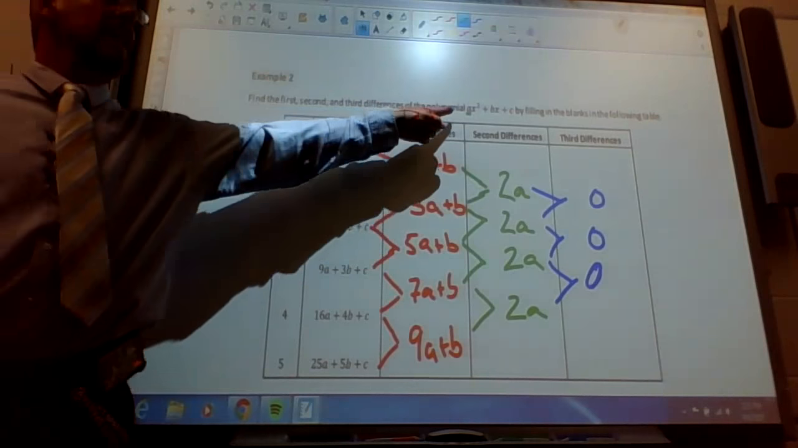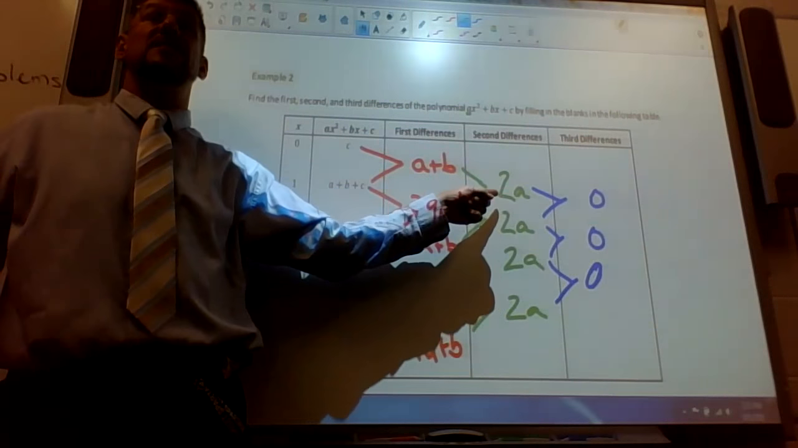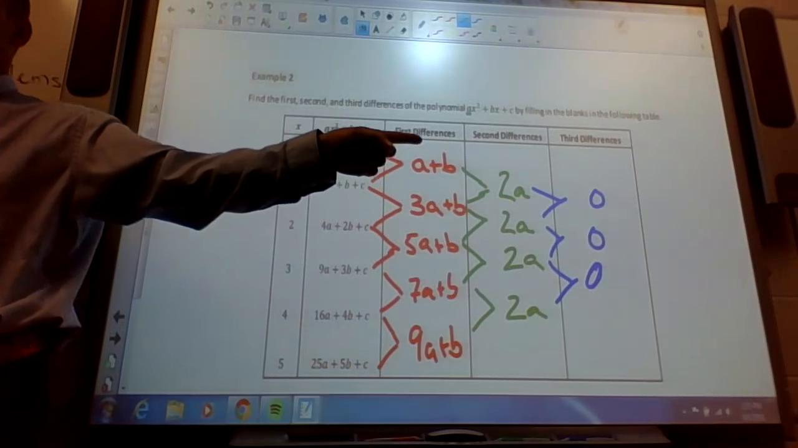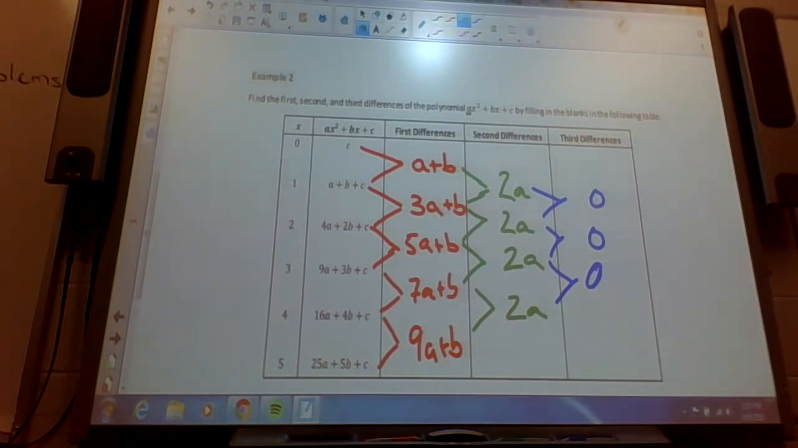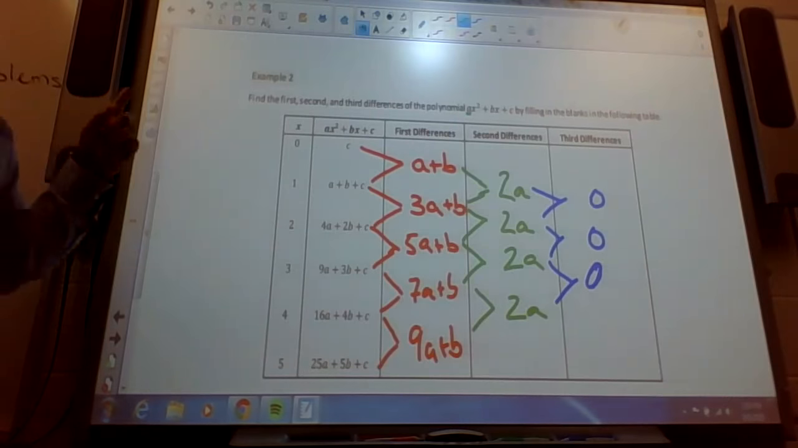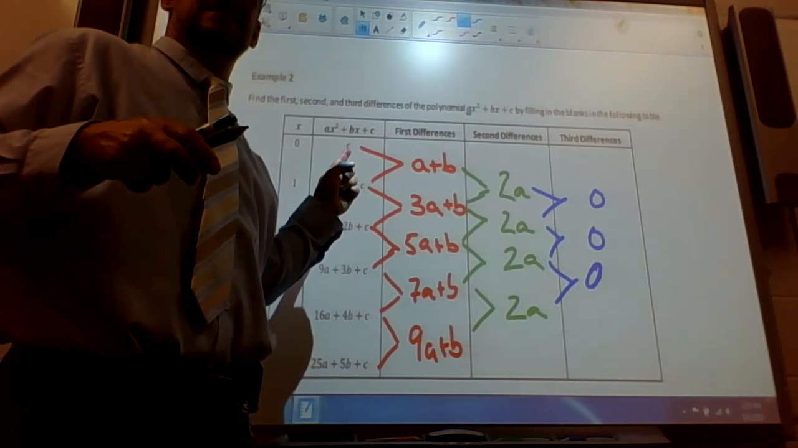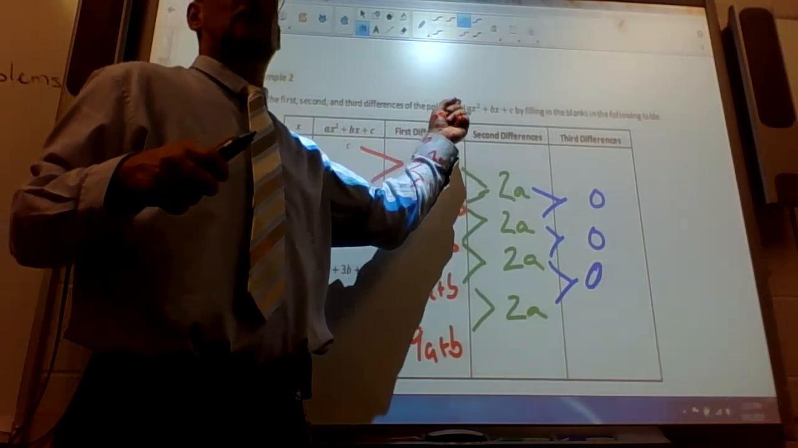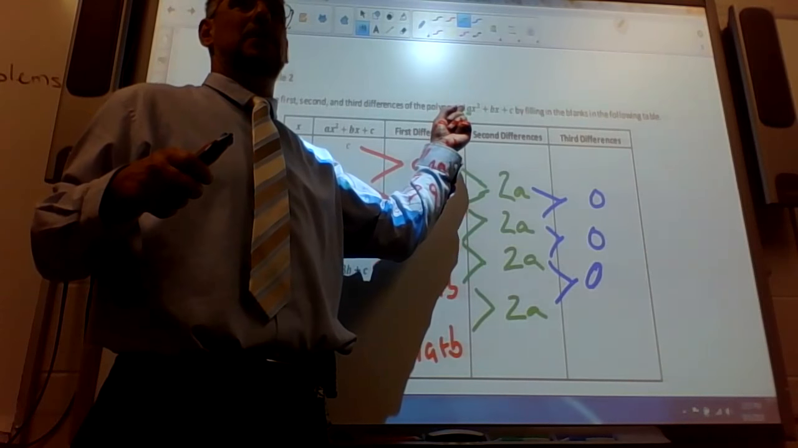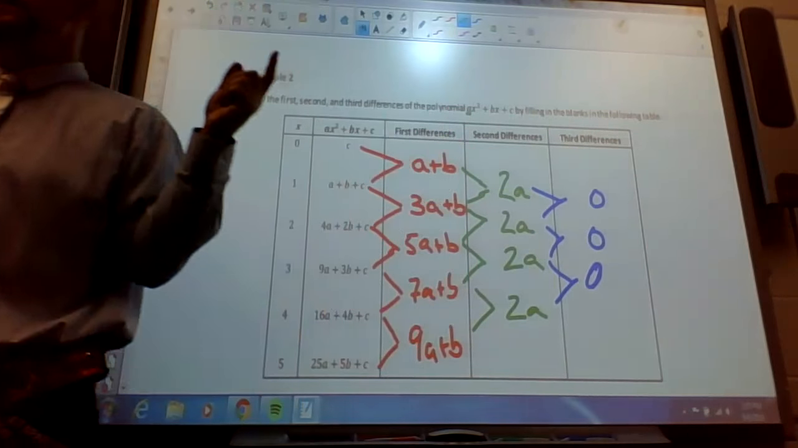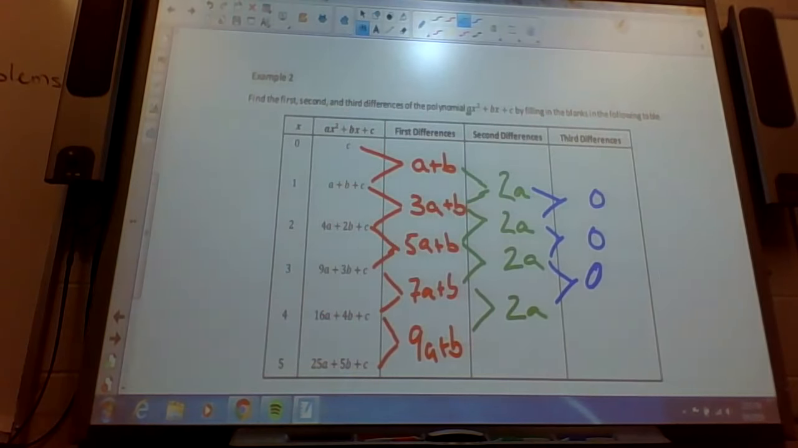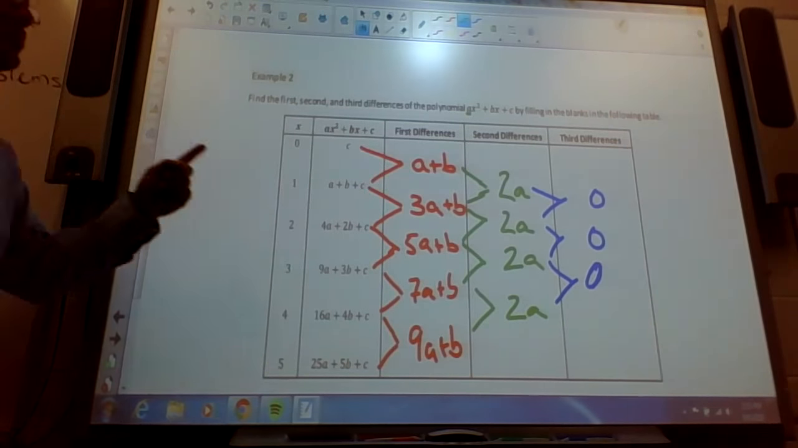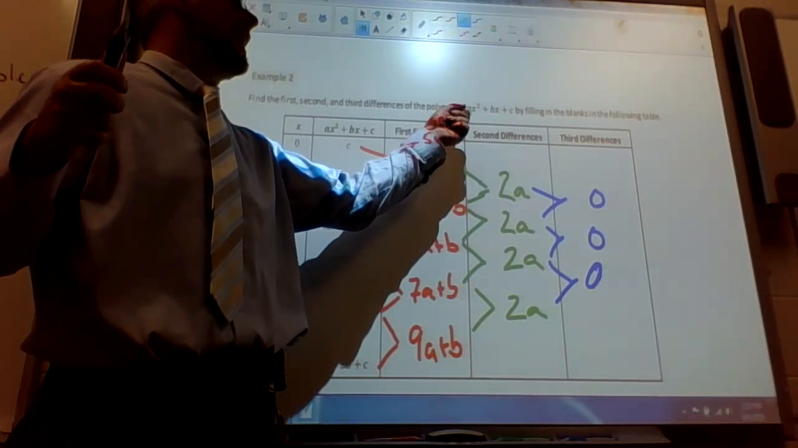So, if my a value up here is 12, what is my second difference going to be? Well, my second difference is 2 times a. And what is a? A is 12, in my example. So 2 times that is 24. So my second difference is always going to be 2 times this variable.